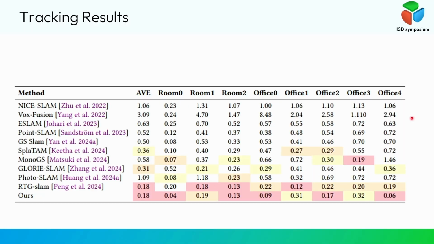The average tracking error describes whether the trajectory estimated from your SLAM system is close to the ground truth camera trajectory. If it's lower, that means your error is lower, and you are predicting more accurate results.